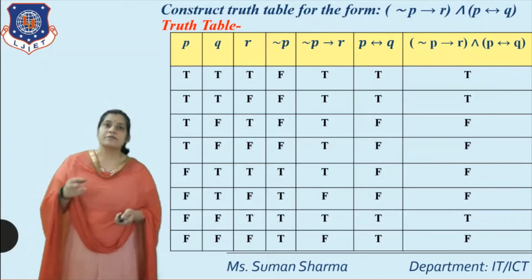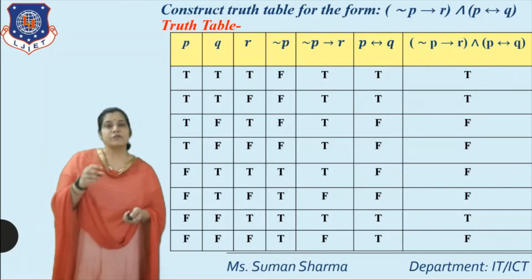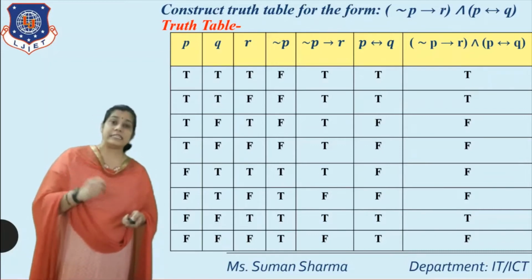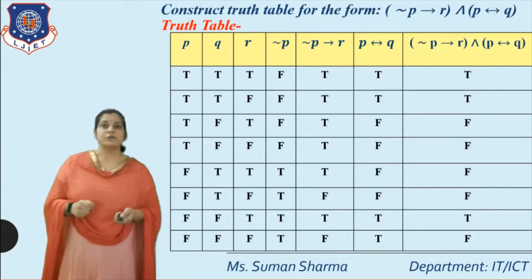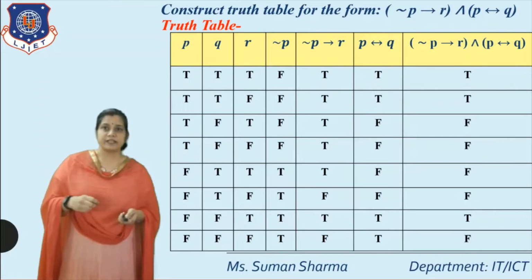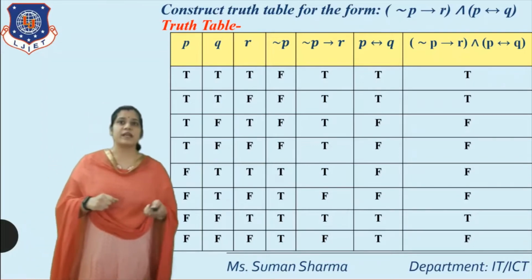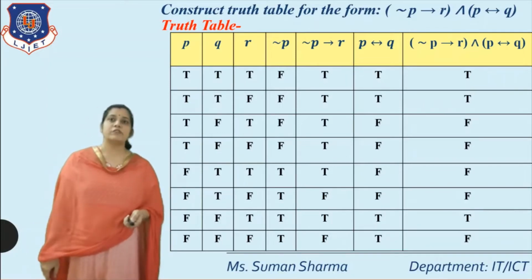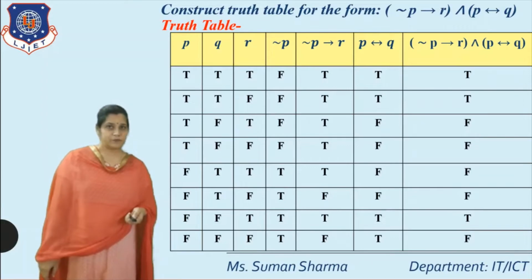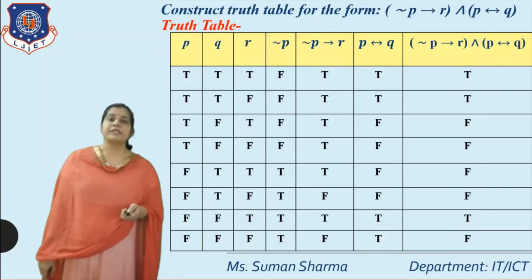Because here we are given the negation P implies R, first we mark the column according to your negation P. So what is the negation P? P is 4 times T and 4 times F, so negation P is 4 times F, F, F, F, F and then 4 times T, T, T, T, T.